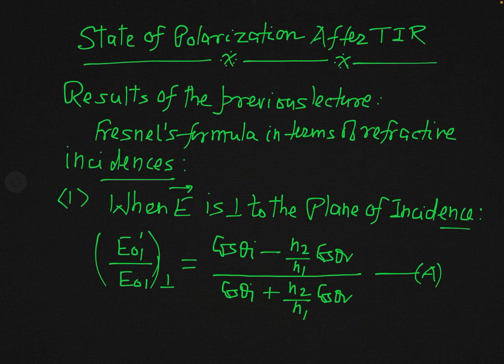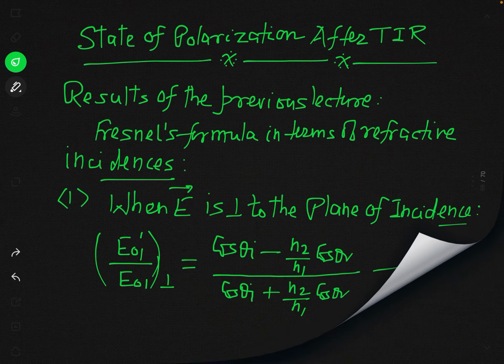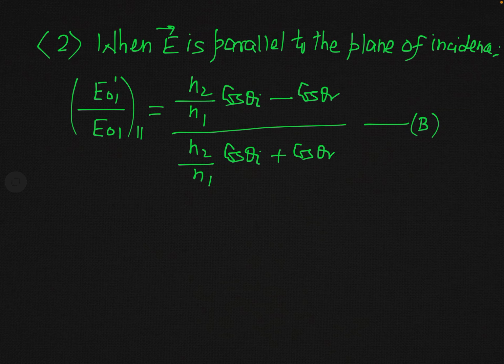We have already discussed Fresnel's equations, the two very important Fresnel formulas, which I have mentioned here as they are needed to discuss this important fact. The first one is when the electric field vector E is perpendicular to the plane of incidence. In terms of refractive indices of the two media, the first Fresnel formula is: E naught 1 prime over E naught 1 perpendicular is equal to cos theta I minus n2 over n1 cos theta r over cos theta I plus n2 by n1 cos theta r. Here theta I is the angle of incidence and theta r is the angle of refraction. N1 is the refractive index of the first medium, the denser medium, and N2 is the refractive index of the second medium, the rarer medium.